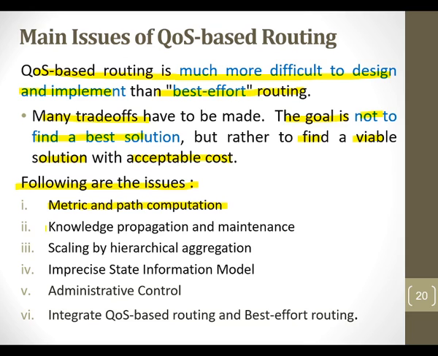The second issue, knowledge propagation and maintenance. One important issue is how often the routing information is exchanged between the routers. Quality of service-based routing needs to exchange more information compared to best effort routing. First, besides the routing information needed by best effort routing, quality of service information such as available bandwidth needs to be exchanged too. Second, the metric used by quality of service-based routing could be changing very quickly.